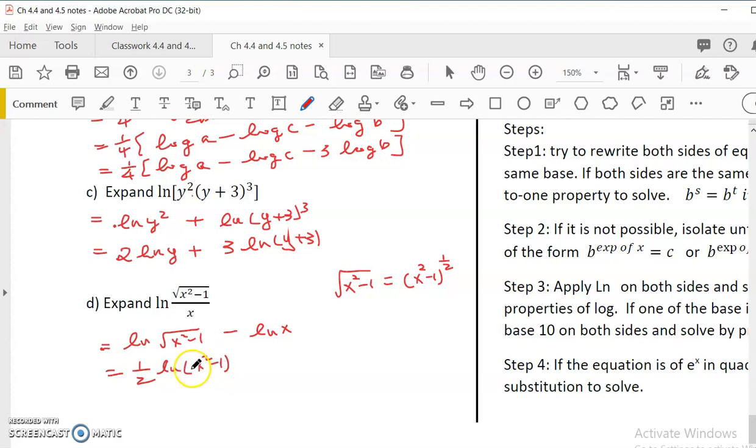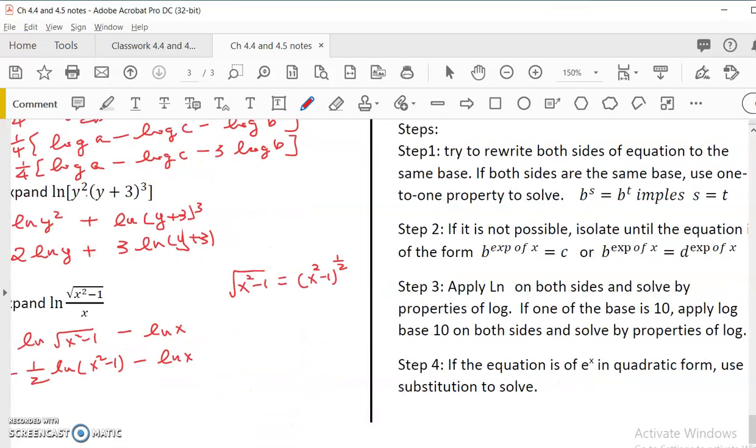And you can split x squared minus 1 because, and then minus ln x. Because there is no multiplication, you can't split them anymore. And that would be the best you can expand them into individual logs.